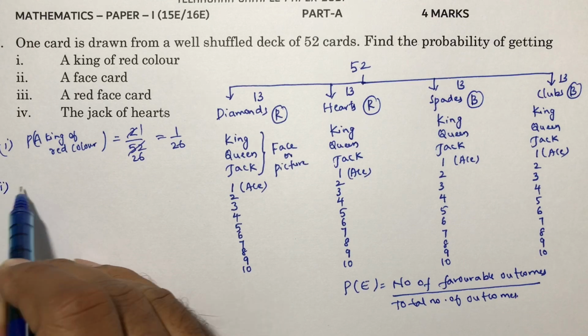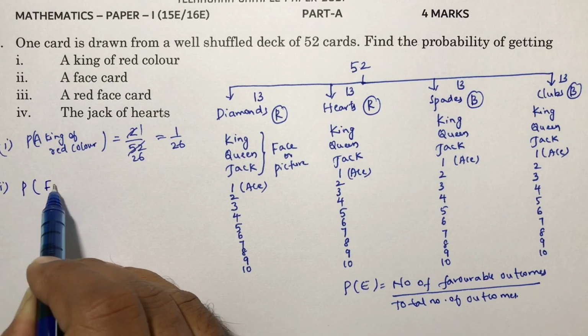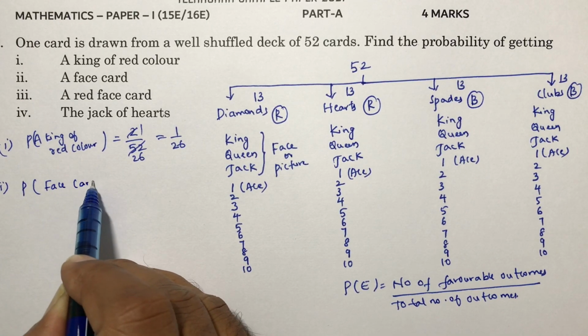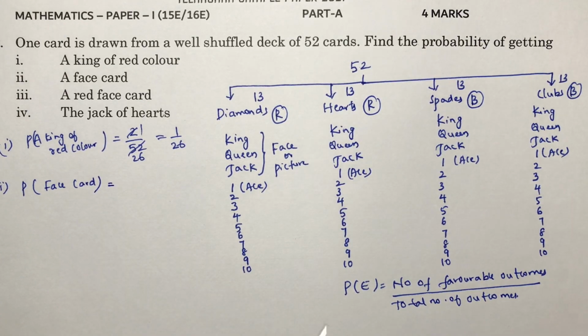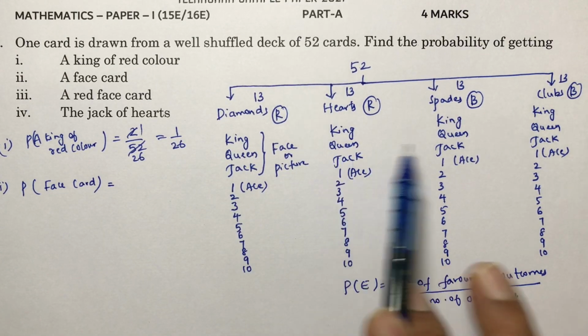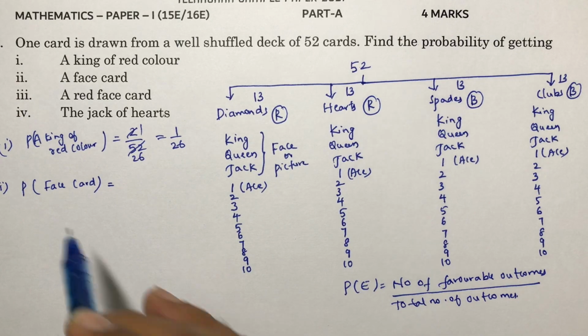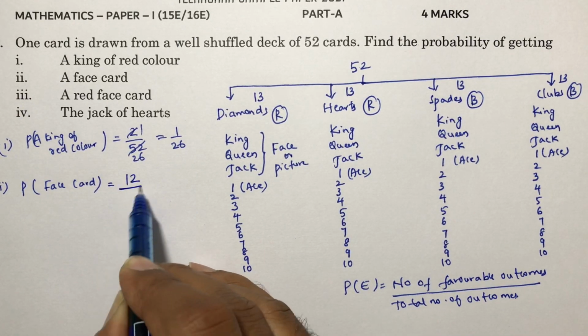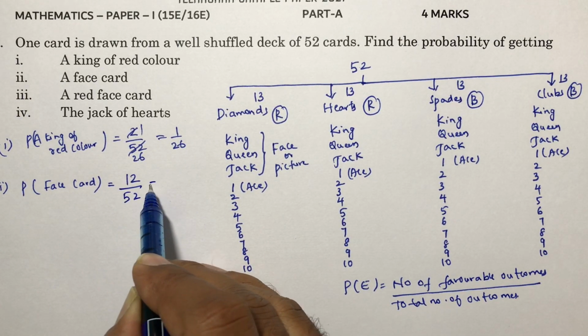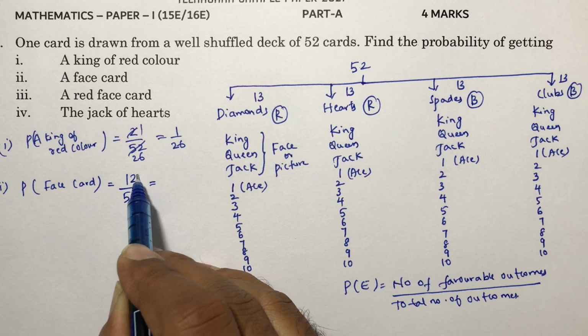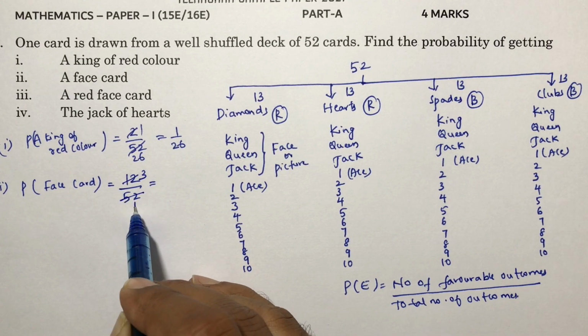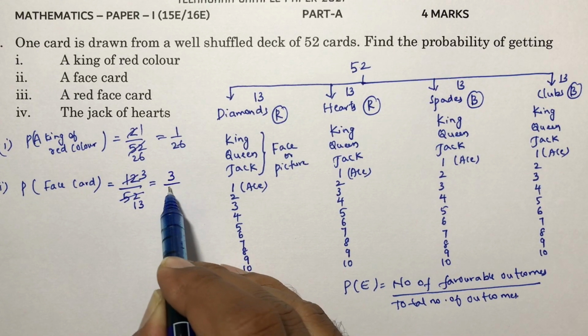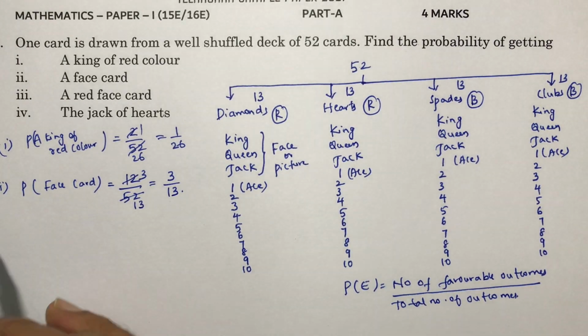Now if you observe the second question, probability of getting a face card. So see, total how many face cards we have? 3, here 3 and here 3. Total 12 face cards are there. 12 by 52. 4 3s are 12, 4 13s are 52. So 3 by 13.